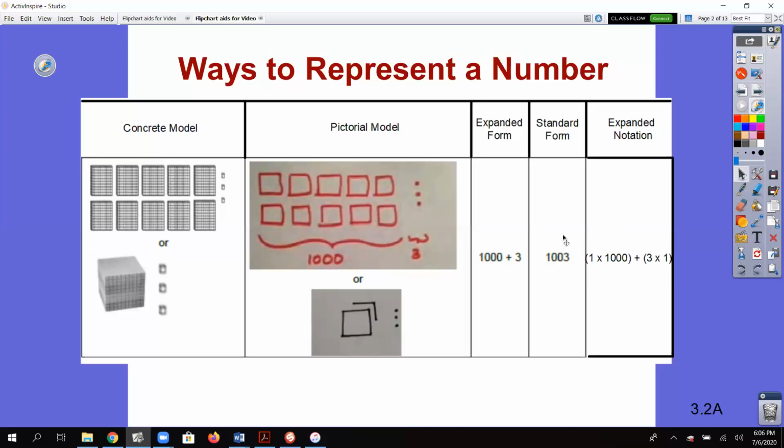Standard form is just the number. It's just written in standard form. They're putting it together.